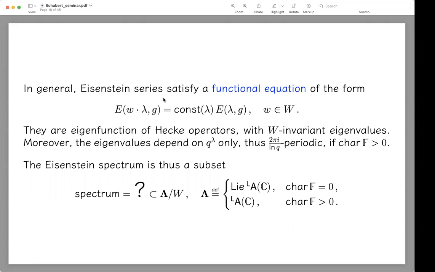And that's where the bold-faced lambda is either a Lie algebra of the Langlands dual torus, or the Langlands dual torus itself. And for now, all we need to know about the Langlands dual torus is the torus dual to the maximal torus of your Borel subgroup. So that's somehow nothing further is required.